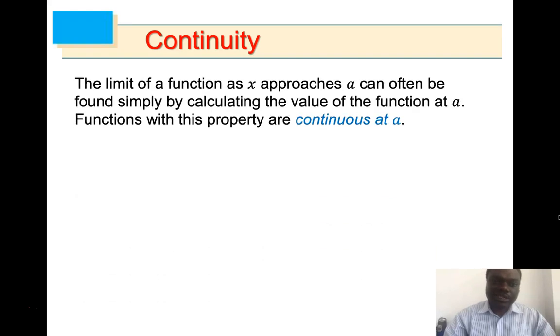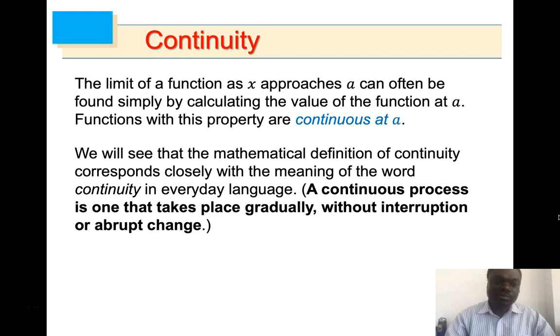We know that the limit of a function as x approaches a can often be found simply by calculating the value of the function at a. For most functions we have seen already, we can just find the limit by putting the a value in the function. For most functions, but not all functions. The functions with the property in which you can just put the value of a in the function and get the limit are continuous functions at the point A. They are continuous at A.